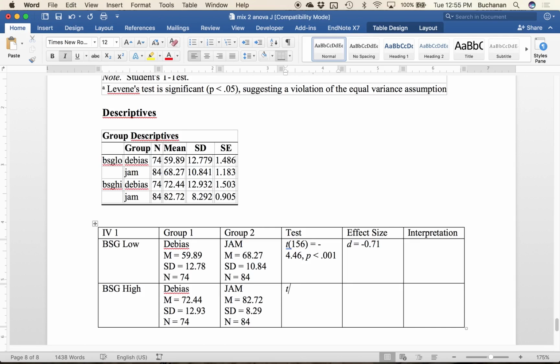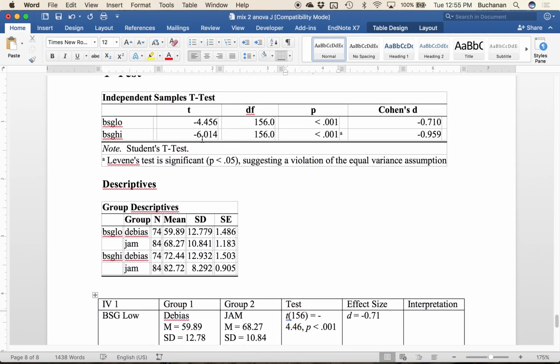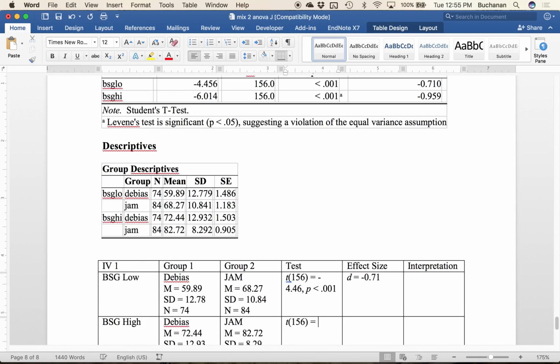Our t-value here with 156 degrees of freedom is 6.01. Oops, negative 6.01. P-value is less than 0.001. Our effect size is negative 96.96.